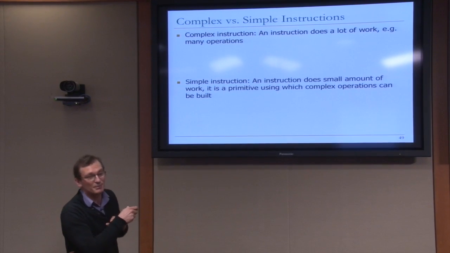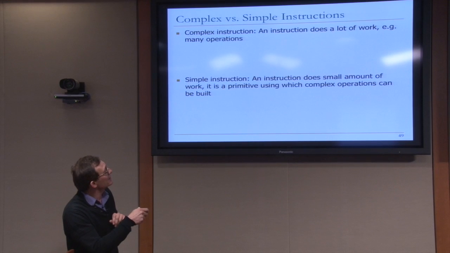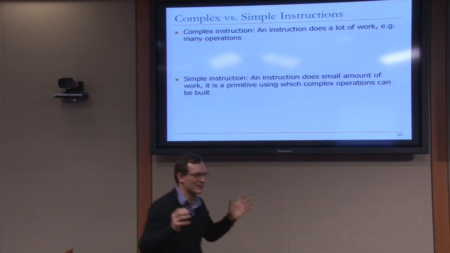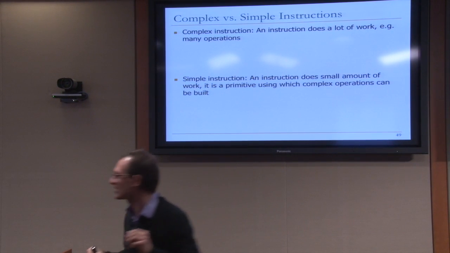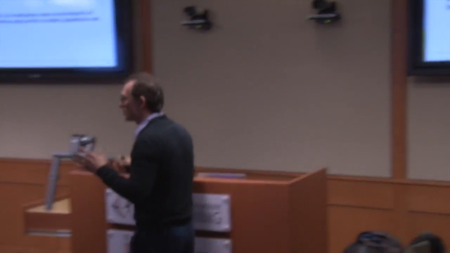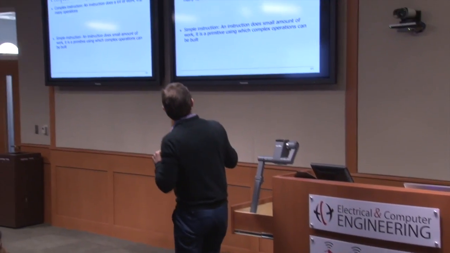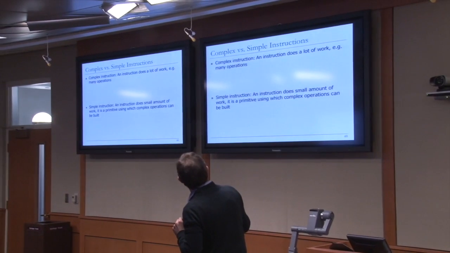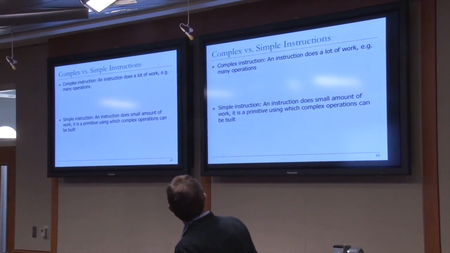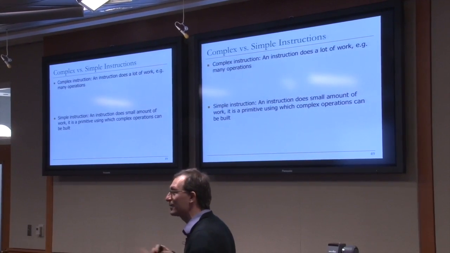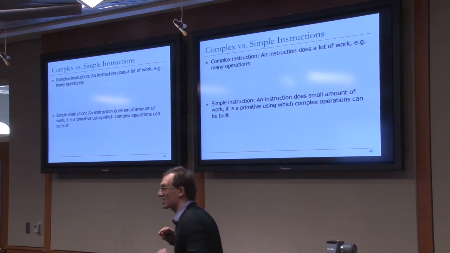Complex instruction, what is a complex instruction, first of all? An instruction that does a lot of work. That's my definition of it. That's perhaps the best definition, because it's hard to quantify what is complex, right? For example, many operations. On the other hand, a simple instruction does a small amount of work. It's really a primitive using which complex instructions can be built.